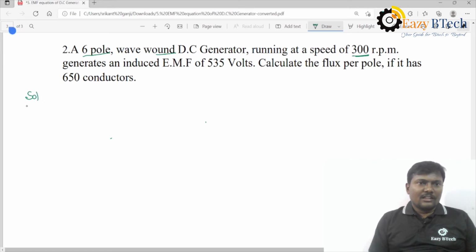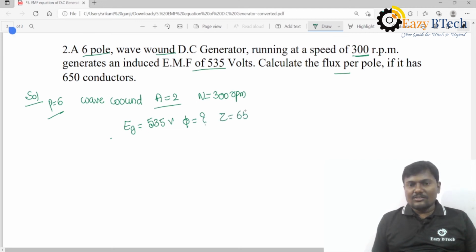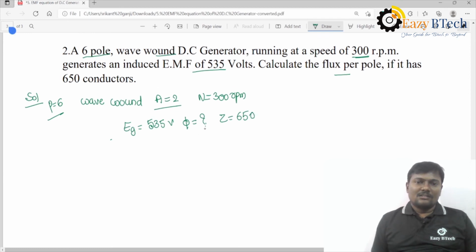A 6-pole wave-wound DC generator running at a speed of 300 rpm. So here 6 poles means the number of poles is 6, and wave wound means the number of parallel paths is equal to 2. Running at 300 rpm, it generates an induced EMF of Eg equal to 535 volts. Calculate the flux per pole, if it has 650 conductors. This is our question.